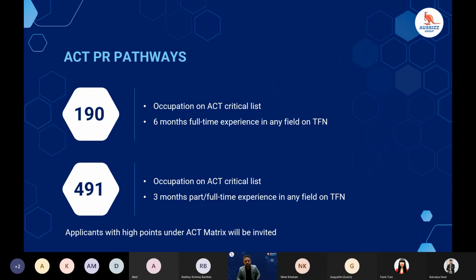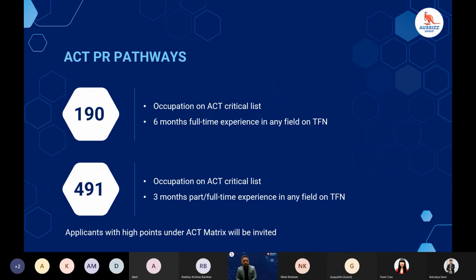You submit all your documents to the ACT government, proving that you have worked 6 months and all the points that you've claimed. If they are satisfied with all your documents, they'll approve your nomination, and again you receive an invitation in your SkillSelect. For 491, your occupation has to be on the ACT critical list, and you have to be working 3 months part-time continuously without any gap. After 3 months, you can apply for a Canberra matrix. Again, with the ACT matrix, you are awarded points.